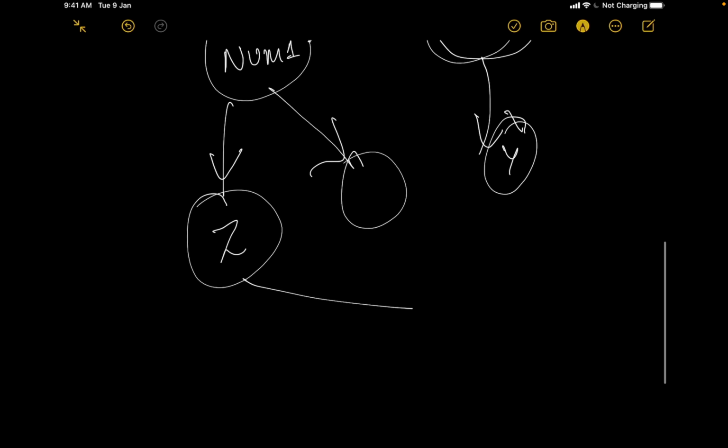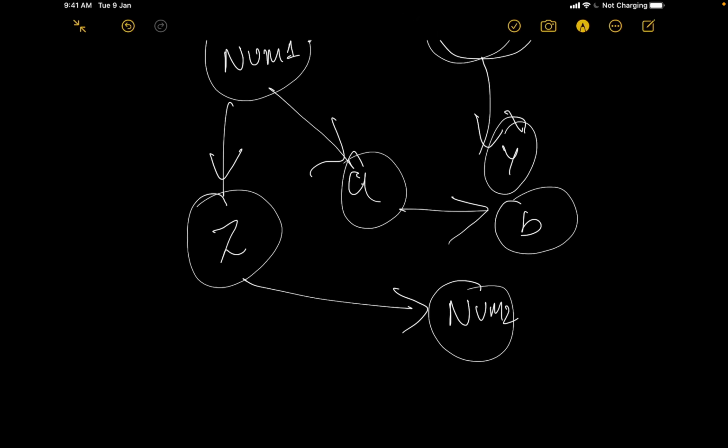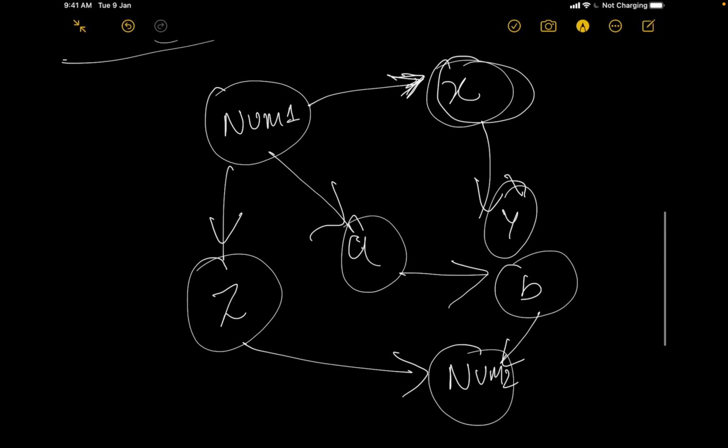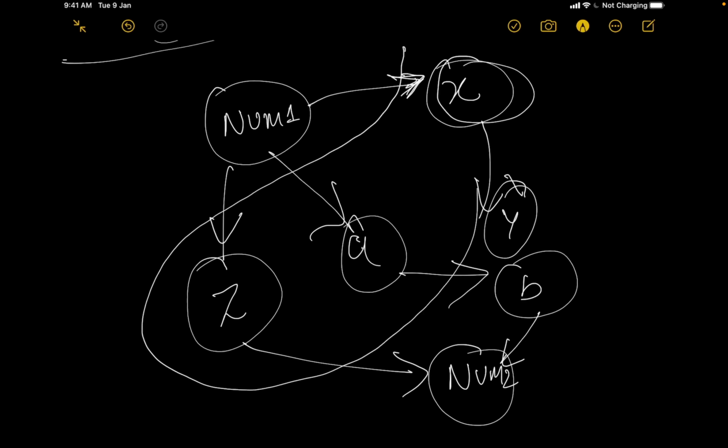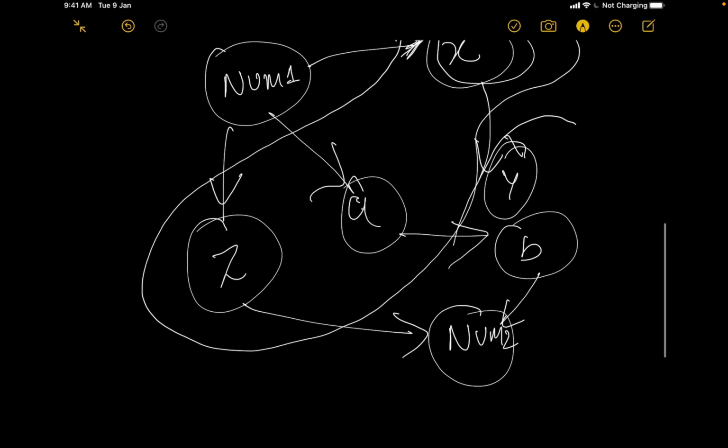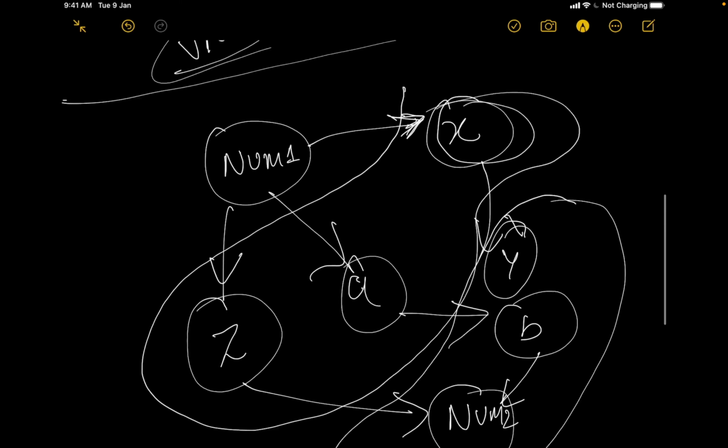But at the end we need to tell after how many operations we are able to convert it into num2. So it's possible that z converts into num2, or let's say it converts into a, then it converts to b, then it converts into num2. So we have to tell the minimum number of operations. Because of that, I can do a level order traversal for this. In each level I can do one operation.